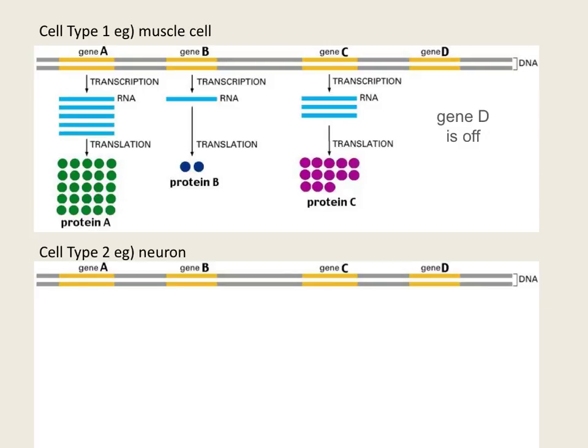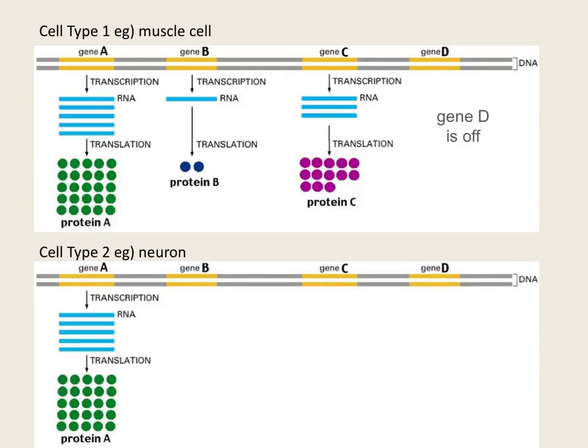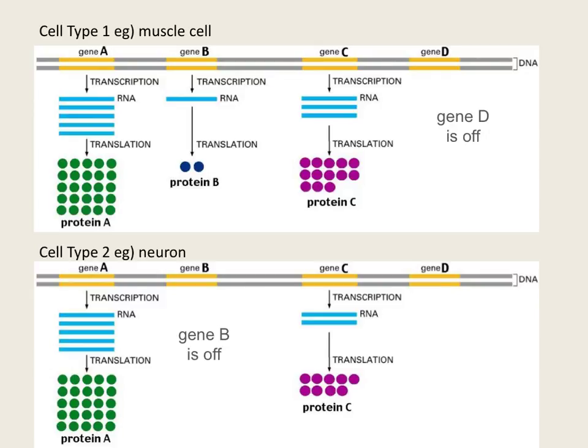Okay. With a neuron, in this case, gene A is translated into the same amount of protein as in muscle cells. So this might be a housekeeping gene, where all cells need the protein to do their function. In this case, with a neuron, we'll say gene B is not being expressed. Gene C and the corresponding protein is transcribed and translated, but in a different amount. And then gene D for protein D is now expressed, with this amount.